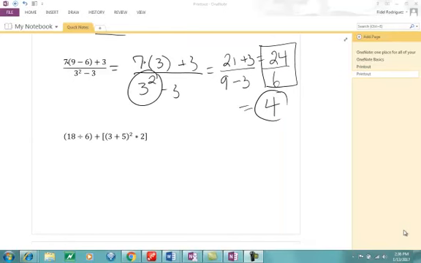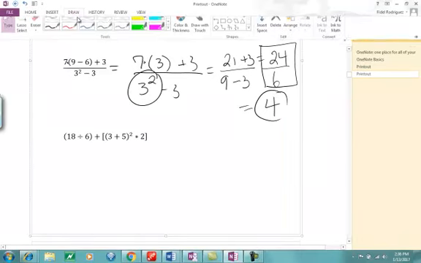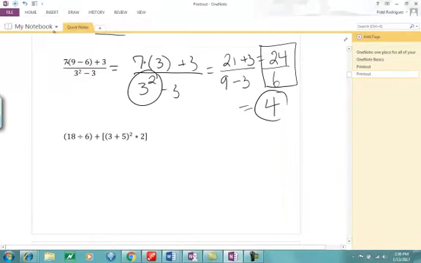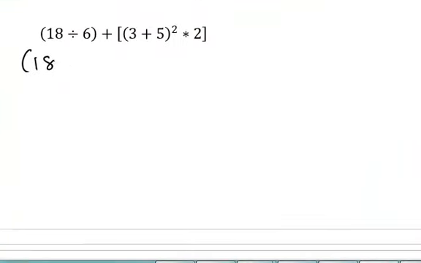Okay, continuing with the next problem that we have here. Not only do we have parentheses, but we also have brackets. In doing a problem like this, the order of operations says we need to work from the innermost set out. So I'm going to leave my 18 divided by 6 alone. I'm going to work with my 3 plus 5. So 3 plus 5 is 8 squared times 2.